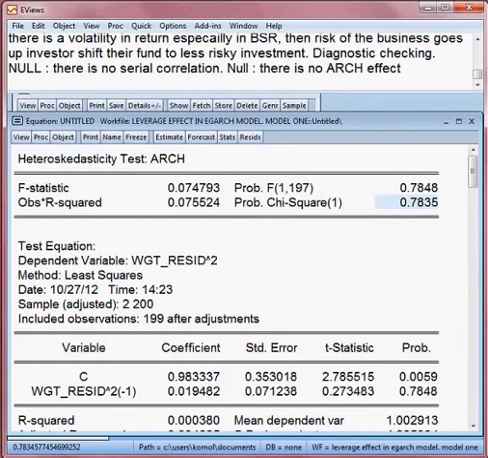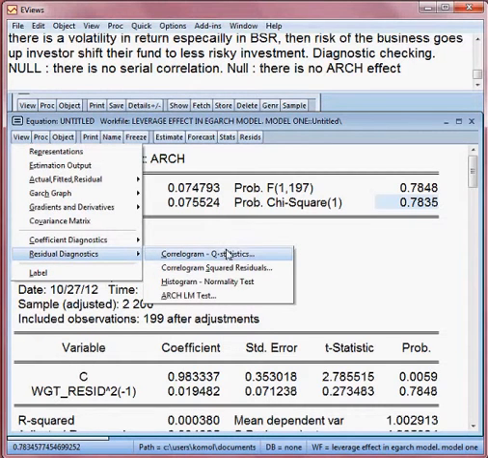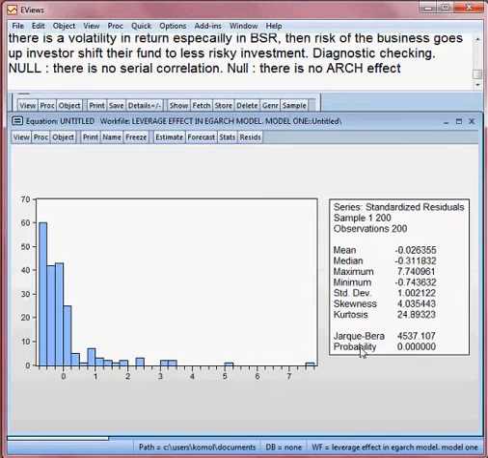Okay, then finally, we check whether the residual is normally distributed or not. That we check now. So I go to View, Residual Diagnostics, Histogram. Okay, and here are the results. You can see the Jarque-Bera statistic and the corresponding p-value.